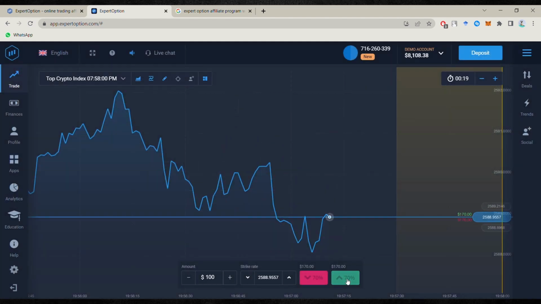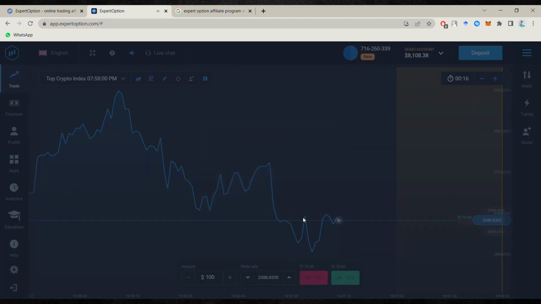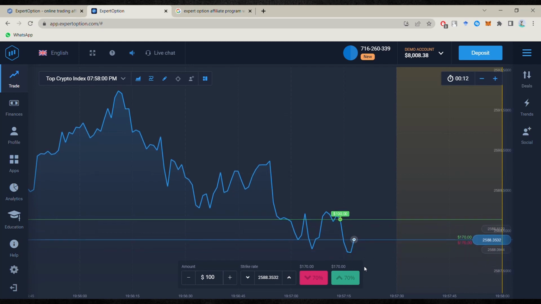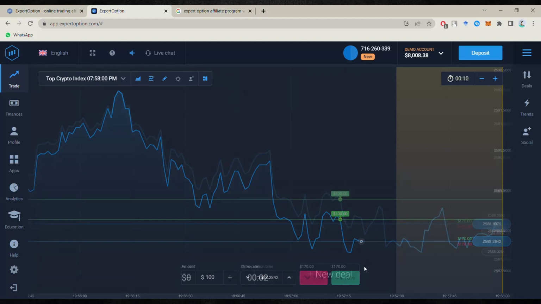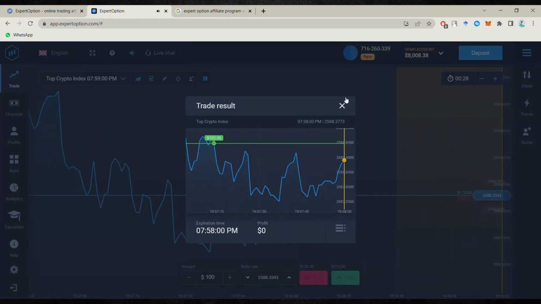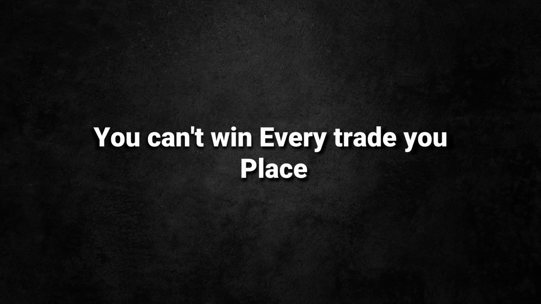Now let's place another trade. Unfortunately, I lost that trade. As you guys can see, this is the reality of trading. You can't win each and every trade you place. No matter how much you analyze or how long you've been trading, you can't predict the market 100% accurately.